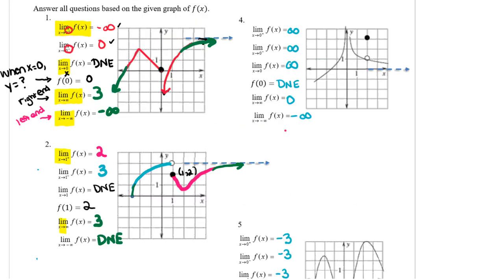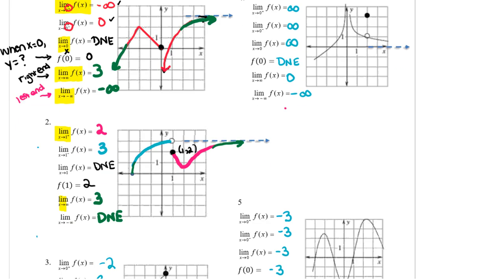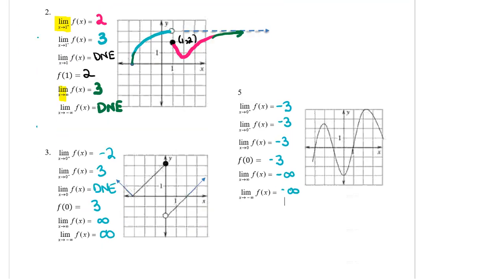Up at the top for number 4, I had a bunch of infinities. I had a DNE, a 0 and a negative infinity. And again, I would encourage you to check with each other, and you can always reach out to me by email. And lastly, for number 5, see how your answers match up with mine. And again, please reach out and ask questions if you don't understand how or why those are what they are.